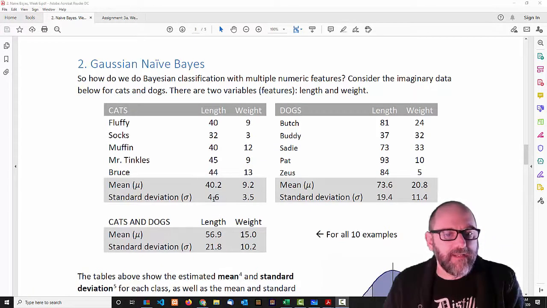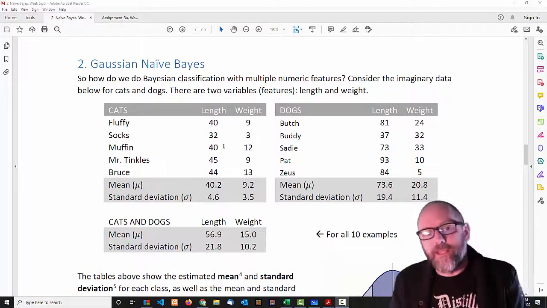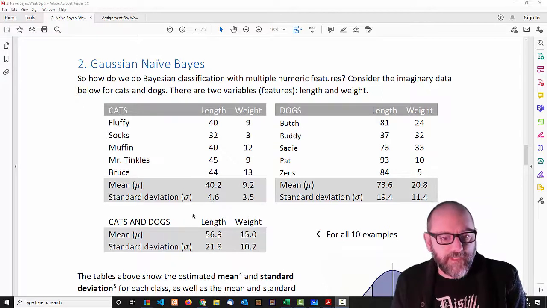And what I've done is I've calculated the mean and the standard deviation for each of these features. And that's all you need to do. That's all the calculation that you really need to do ahead of time for the Gaussian naive Bayes. For each feature you need the mean and the standard deviation, and you also need the mean and the standard deviation for the whole set together. So as you would expect, the mean length for cats is 40.2, and for dogs it's 73.6. The mean for dogs and cats together falls kind of in between. Same thing for the weight, and the standard deviations are what they are.